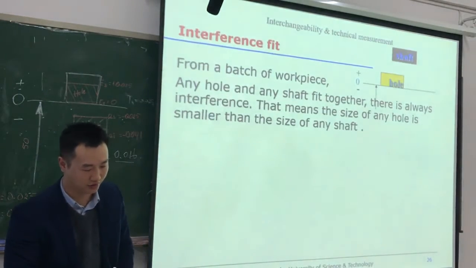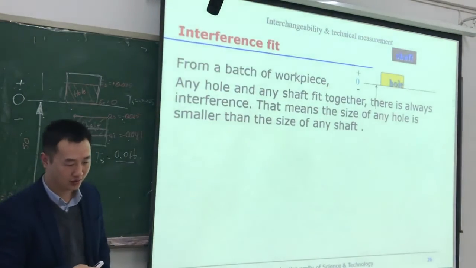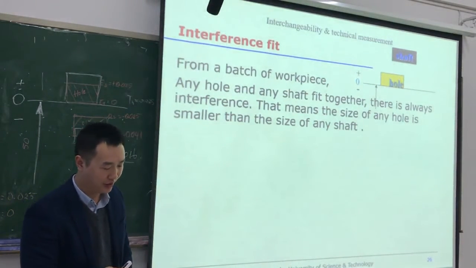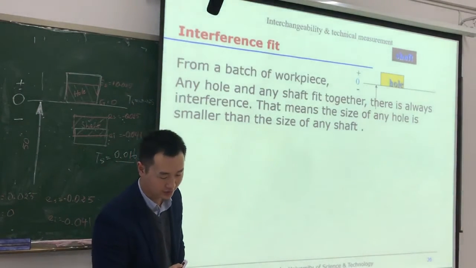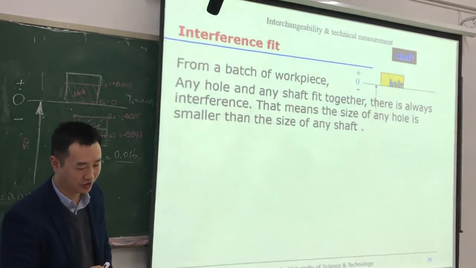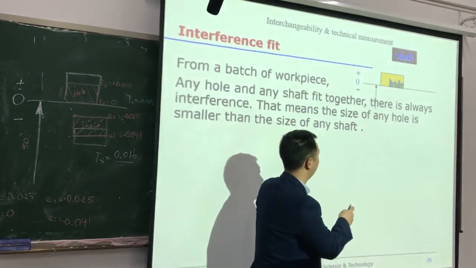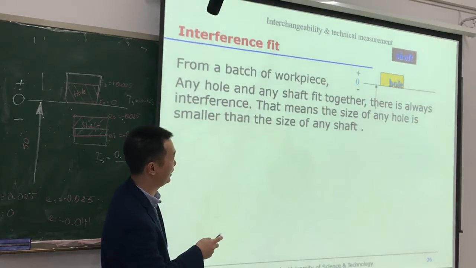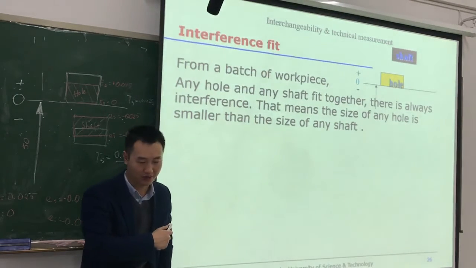Now let's move on to the interference fit. Interference fit is when, from a batch of workpieces, any hole and any shaft fit together, there is always interference. This means that the size of any hole is smaller than the size of any shaft. We can see from this figure that the tolerance zone for the hole is always below the tolerance zone for the shaft.